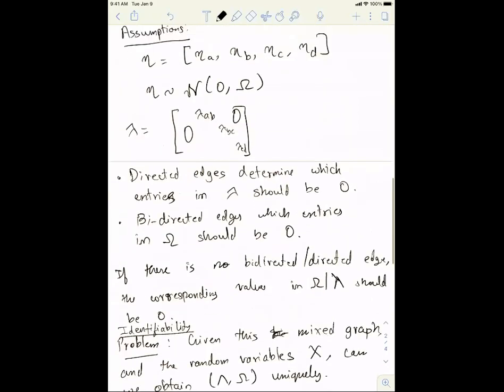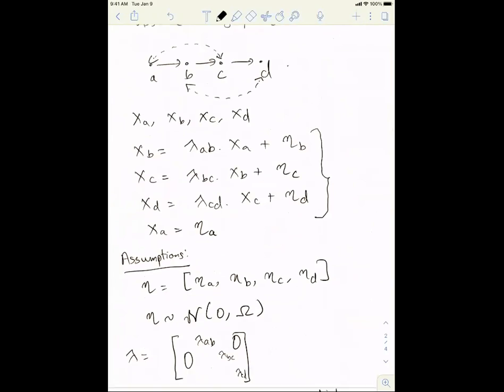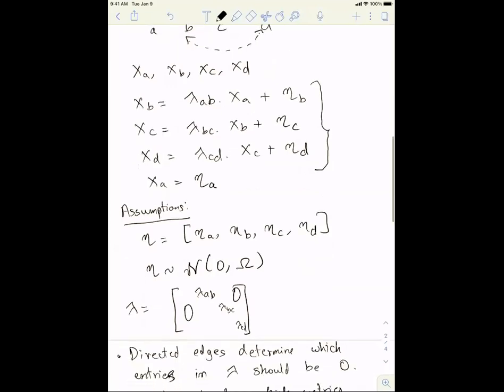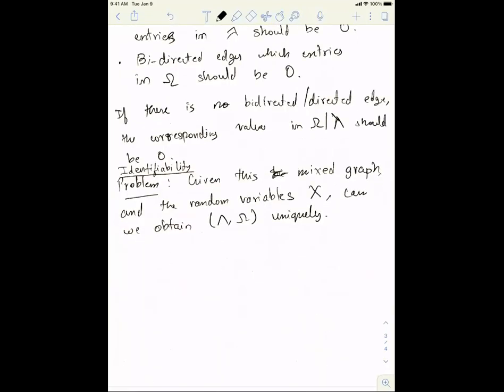Going back to this graph, what it means is that it's encoding some form of causal relationship. So it's saying, okay, A causally affects B. What is the strength of causality? That is given by this matrix lambda, and this omega is just the correlation matrix of the noise. So this is the problem we want to study.